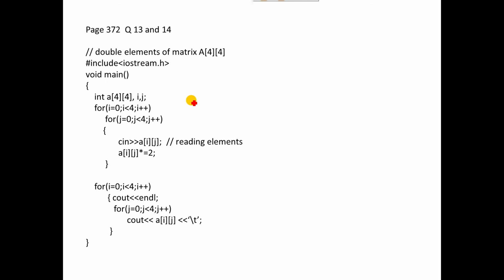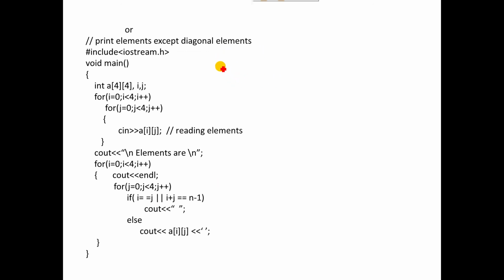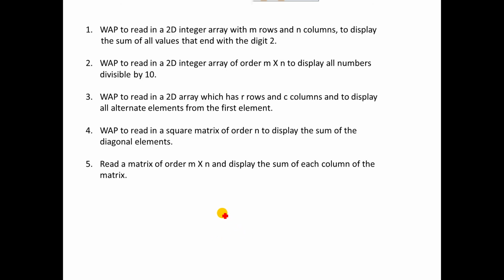Then this is one program on page number 372 of Sumita Arora's book. Print elements except diagonal elements. So instead of writing i equal to j, you write i not equal to j, and i plus j not equal to n minus 1, when it is other than diagonal elements when you display the values. Or the second method is like this: you will display a space, and in all the other cases you will display the element.